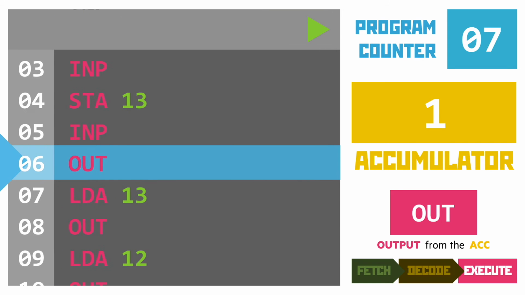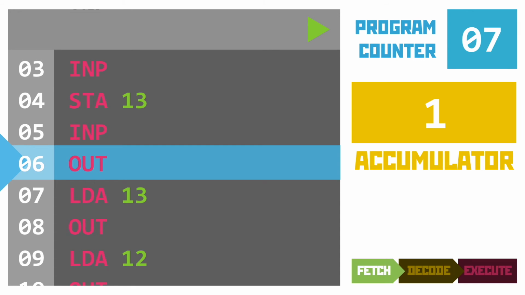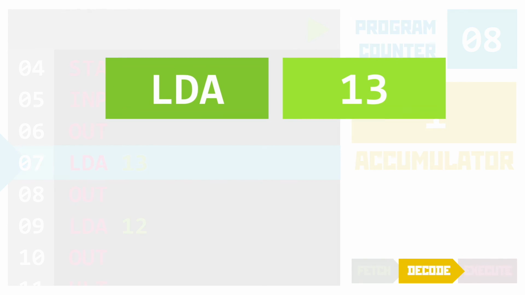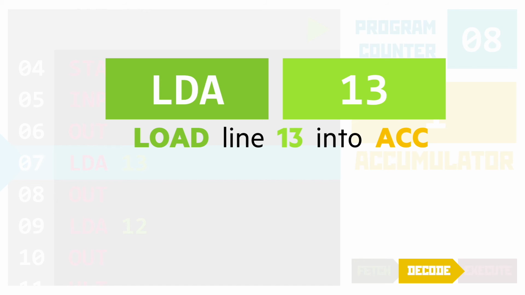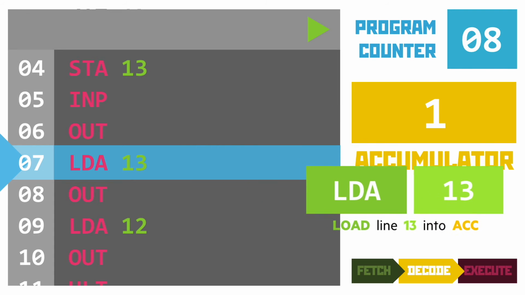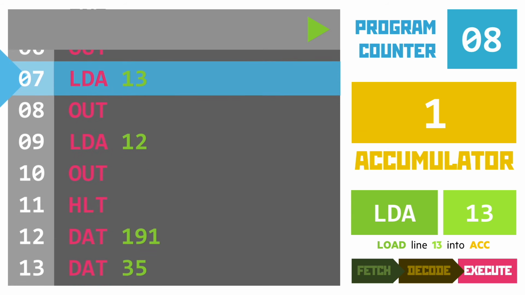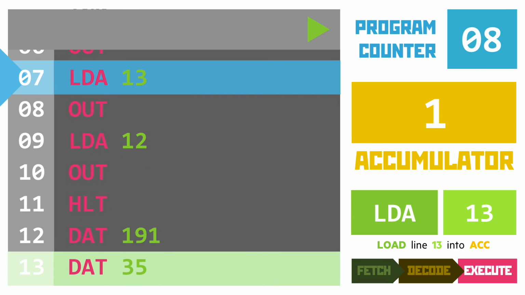The next instruction fetched is a new one for us, LDA. It's another two-part instruction, and this mnemonic represents the load command. It will load from a memory location into the accumulator. In this case, it will load from memory location 13. Let's watch the execution to see how this works. So, memory location 13, line 13, contains the data 35. The load command copies that 35 into the accumulator, and it's all done.